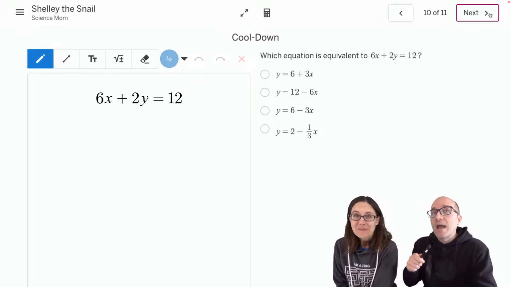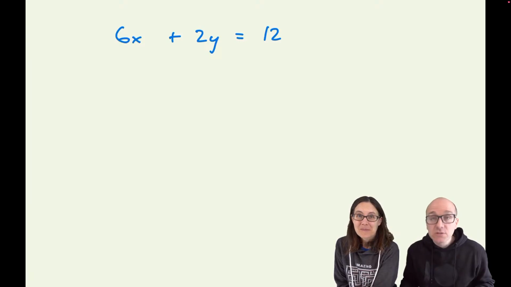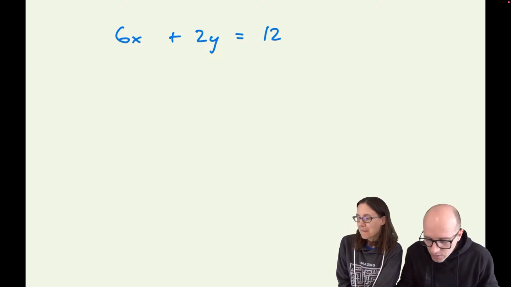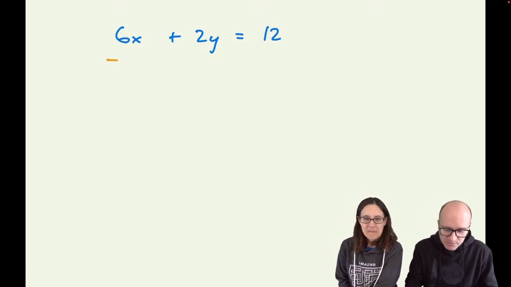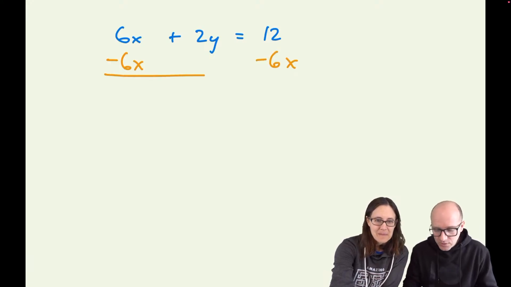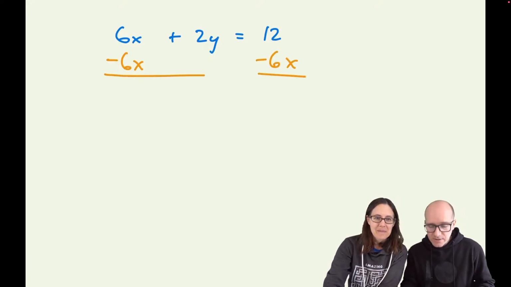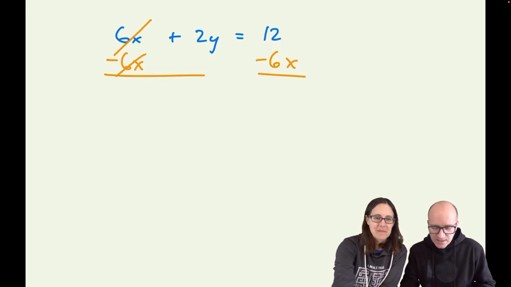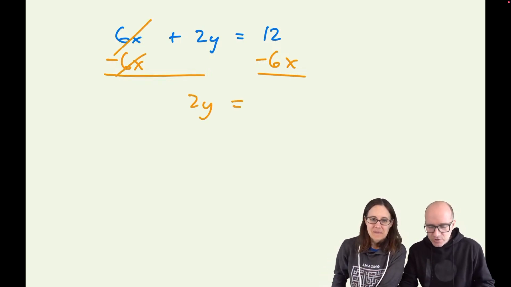All right, so we have y all by itself in all the answers. So let's solve for y. I'm going to subtract 6x from both sides. Not the only way to do it, but I like it. So on the left, the 6x's cancel out. They subtract right out of the problem. We have 12 minus 6x.